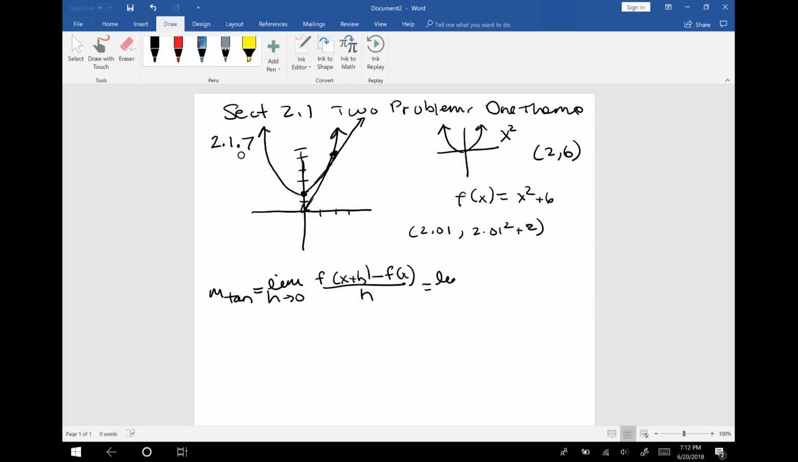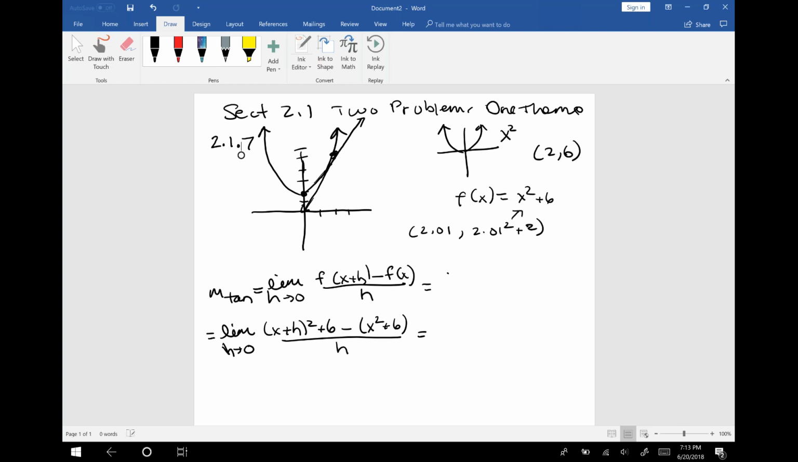And in this case, that's going to be equal to the limit as h goes to 0. Now what we're going to do is take this x plus h and plug it into this function right here. So everywhere we see an x, we plug in x plus h. So we have x plus h squared plus 6. That's our function. And then we need to subtract f of x. Let me write it down here where I have a little bit more room. The limit as h goes to 0 of x plus h squared plus 6 minus our original function, so minus x squared plus 6, divided by h.